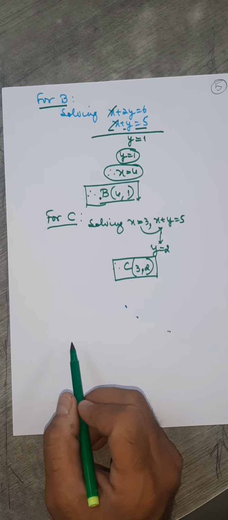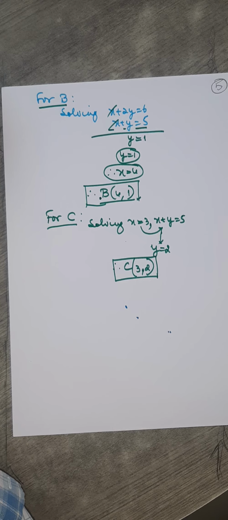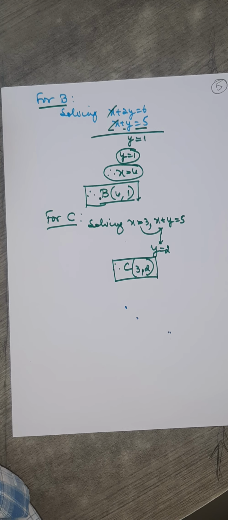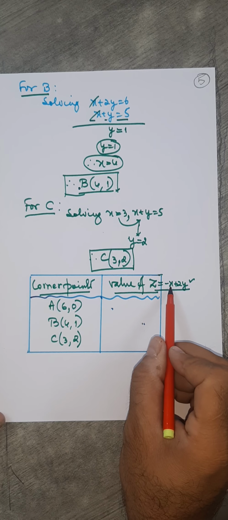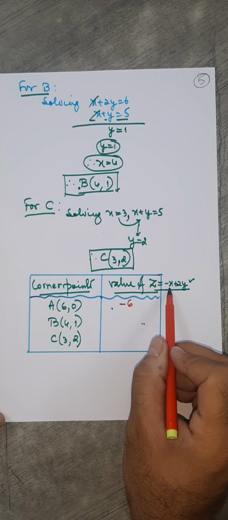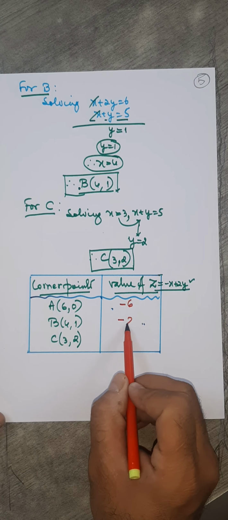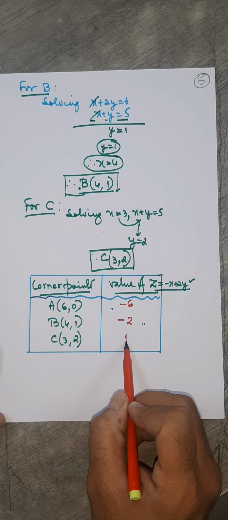Okay, now we prepare the table. Now we have the coordinates of all the corner points, so we just prepare the table. For (-6, 0), the value is -6. For (-4, 1), minus 4 plus 2, which is minus 2. For (3, 2), minus 3 plus 4, so it is just 1.